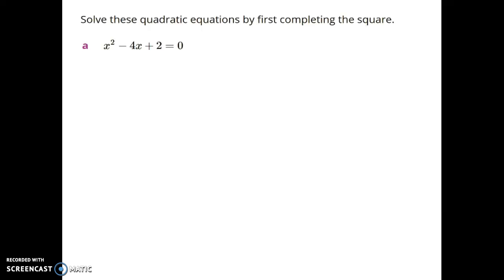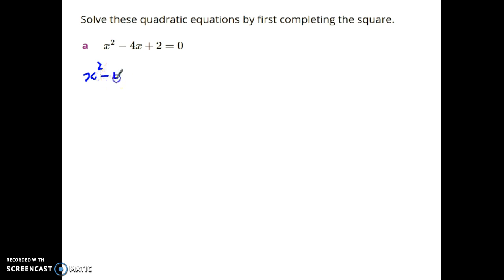Here we're going to look at how to solve equations when you have to complete the square first. We've got a quadratic trinomial here, and we know we have to complete the square because there are no factors of 2 that add to minus 4. So we can't use our normal factorising for trinomials, so we need to complete the square. So let's go through that.